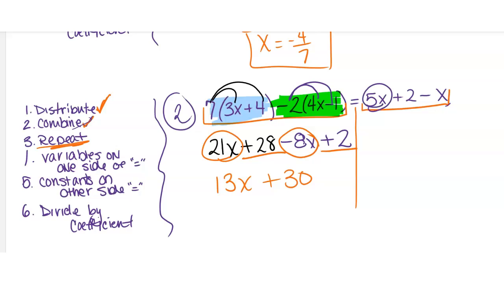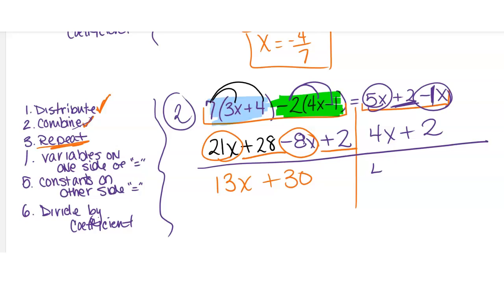We can combine the 5x and the negative 1x. Remember, if there's no number in front of the variable, we understand that there's a 1. So 5x minus 1x is 4x, and then that positive 2 is by itself. Now we can't combine any further. That's where we draw our line and bring it to the same level as the other side.